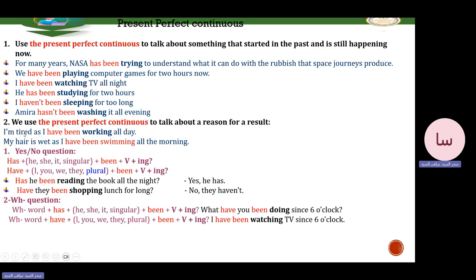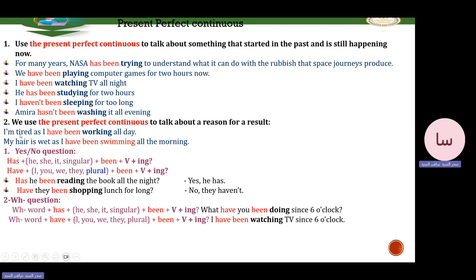Look at this example. I am tired. Why are you tired? As I have been working all day. So the result is I am tired. The reason, I have been working. Another one. My hair is wet. As I have been swimming all the morning. So the result is still, the effect is still on me. My hair is still wet. Why? Because I have been swimming all the morning.